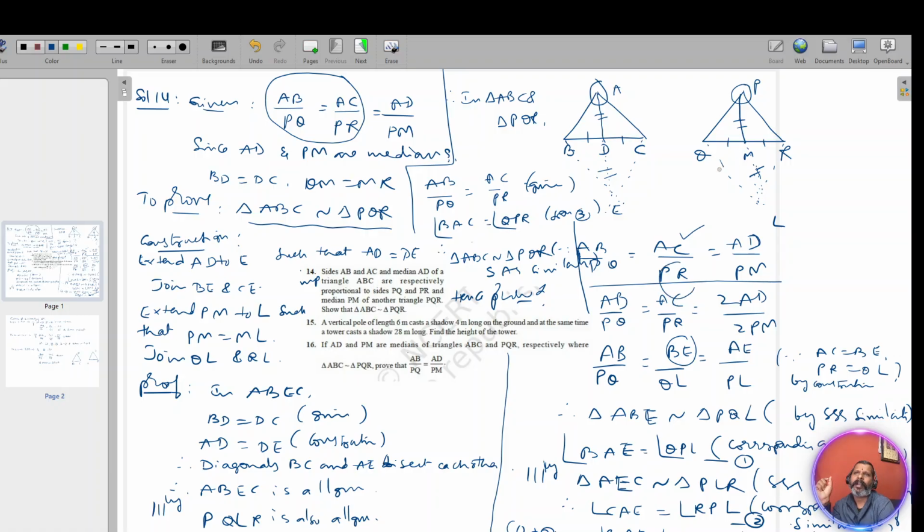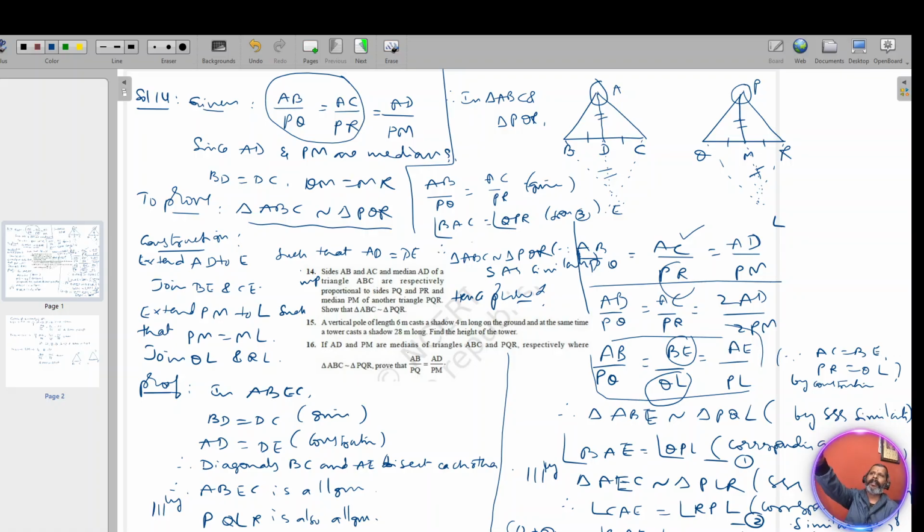Instead of PR, I wrote QL. After that, I wanted to show ABE and PQL are similar. Therefore, two times I multiplied AD and PM. So 2AD becomes AE, 2PM becomes PL because lengths are equal by construction. So if you observe this ratio, we have the left hand part of the triangle, ABE and PQL, are similar.